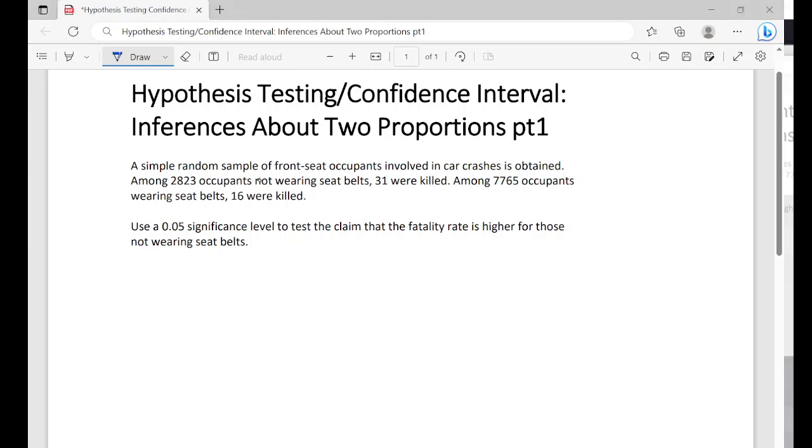A simple random sample of front seat occupants involved in car crashes is obtained. Among 2,823 occupants not wearing seatbelts, 31 were killed. Among 7,765 occupants wearing seatbelts, 16 were killed. So this is the thing we're going to be testing here. All the information is going to come from this. We're going to use a 0.05 significance level to test the claim that the fatality rate is higher for those not wearing a seatbelt.